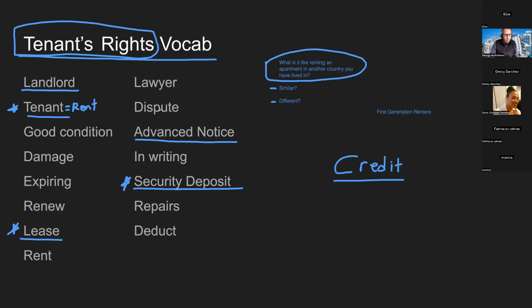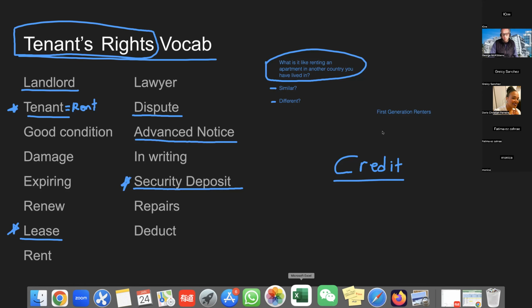All right. Who knows what this means? Dispute. What's a dispute?